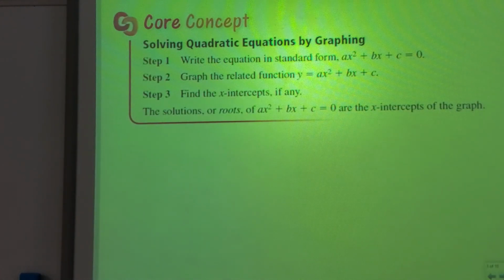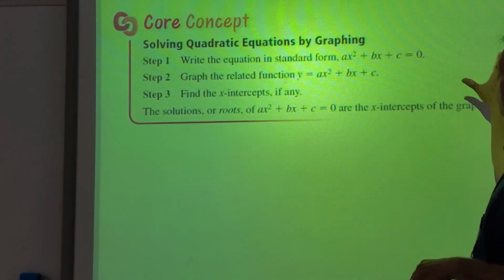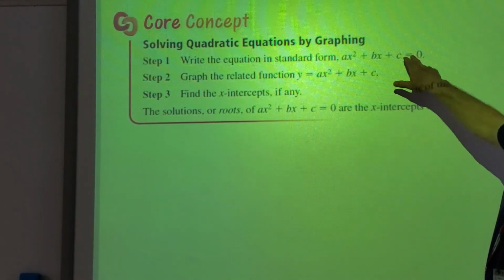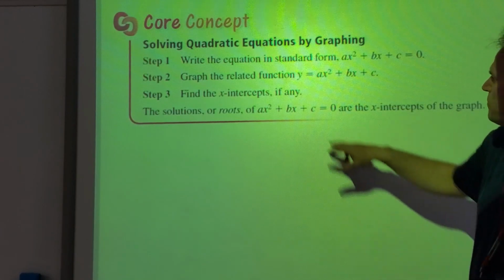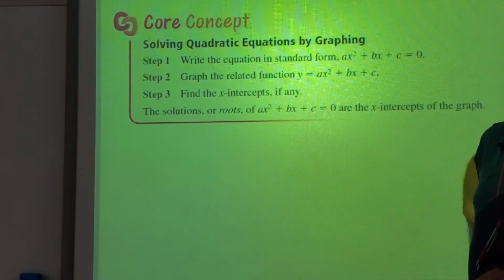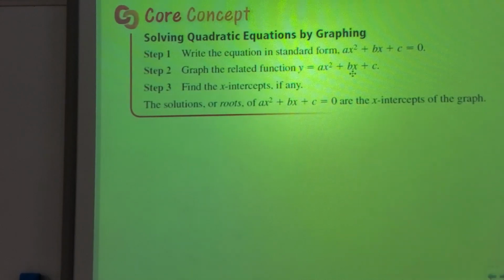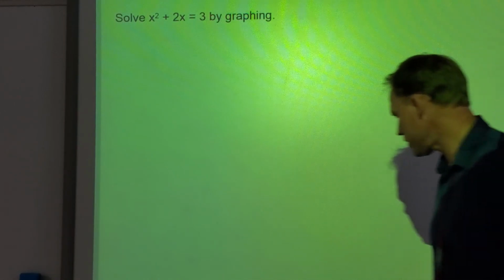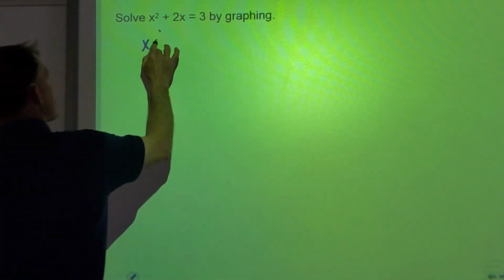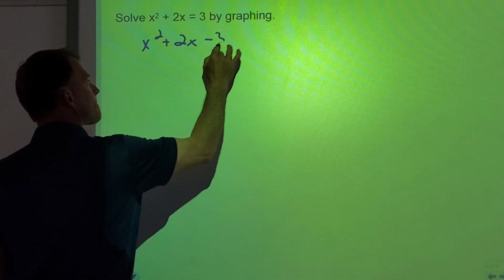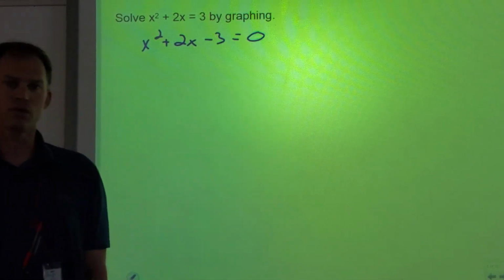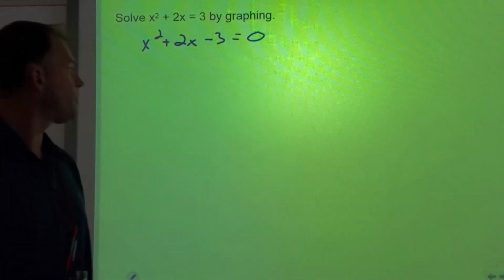All right, so for this to work, I got to have everything on the same side. We talked about this yesterday because it's got to be equal to 0 for this to work. So this is the graph of the related function. So basically, pretend that 0 is a y, graph what you have, find the x-intercepts. All right, so if I wanted to graph this, first I have to get it equal to 0. All right, and then I graph.